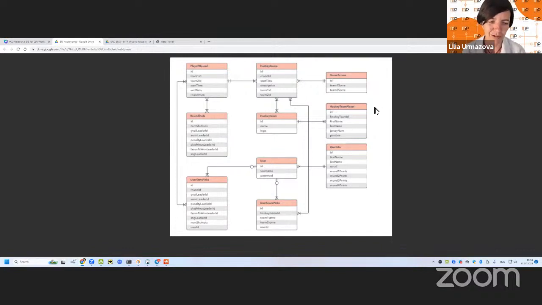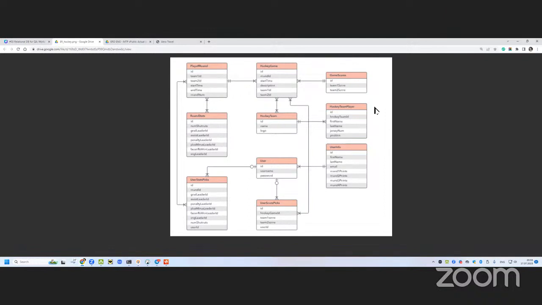Okay, interesting situation. And now game scores, the same. Team 1 score, team 2 score is related to the hockey game. Yes, but it's just one primary key and one-to-many. It's super easy. Yeah, it's a bit strange. Team 1 score, team 2 score. But okay.